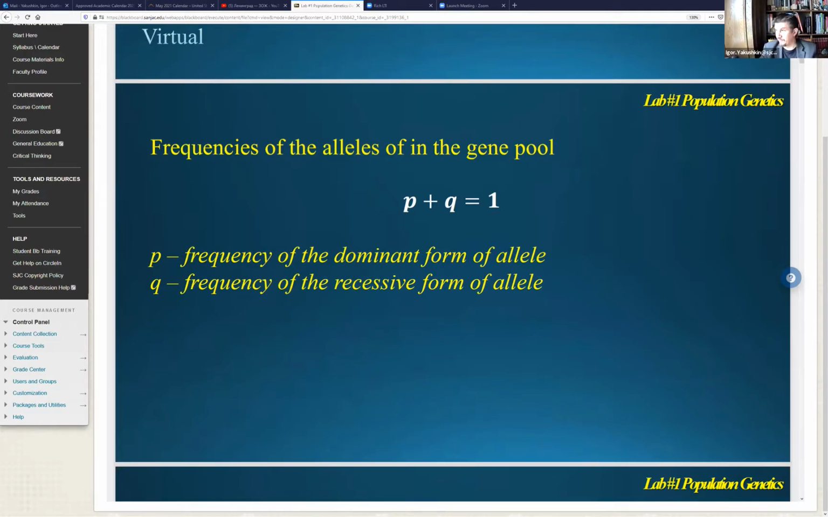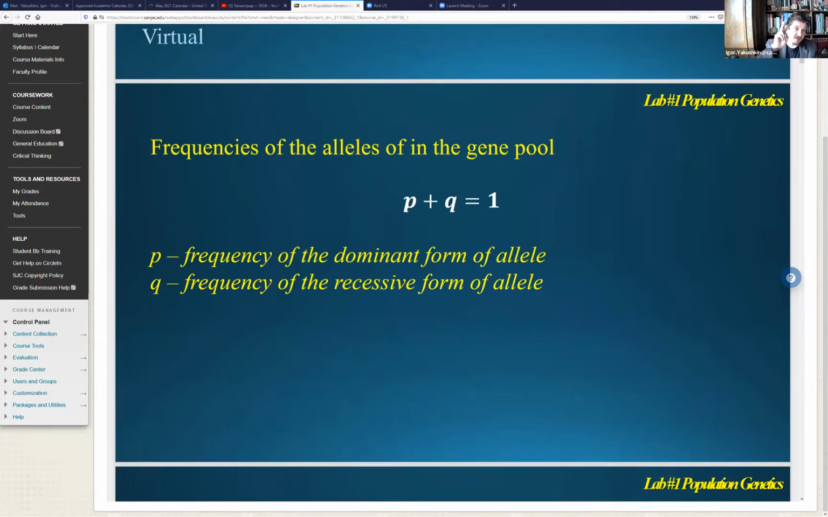I can move on. Now, next equation. Now it's a quadratic equation. See? First lecture or first lab, and we're already going into a quadratic equation. So in this particular case, remember the alleles come in pairs because typically most of the organisms are diploid, right?